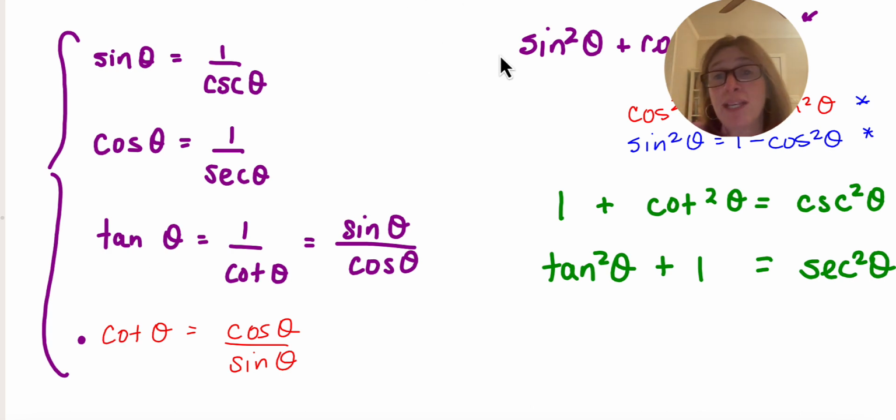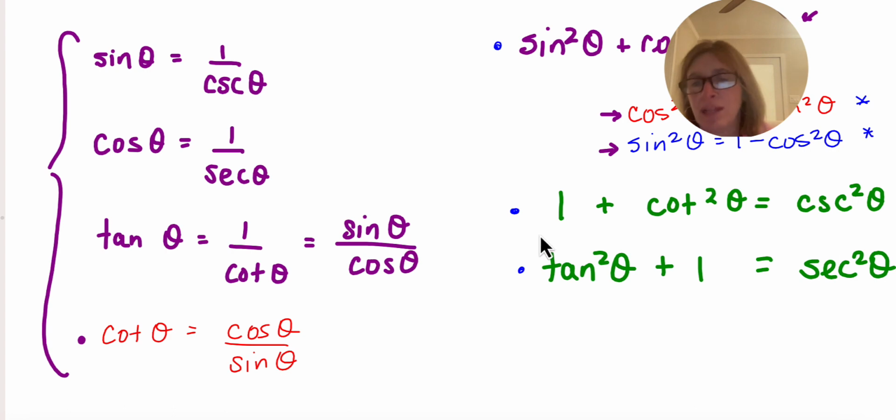Then the Pythagorean identities: sine squared theta plus cosine squared theta equals 1, 1 plus cotangent squared theta equals cosecant squared theta, and tangent squared theta plus 1 equals secant squared theta. Now, if you're in my class, you know that I always tell you these are the ones you're going to use more frequently, taking sine squared and manipulating it, as well as 1 plus cotangent squared and tangent squared plus 1. All right, but let's get to it.